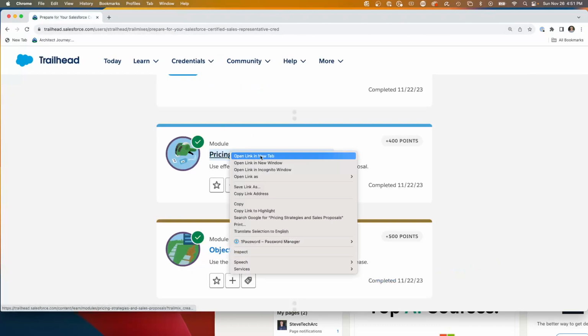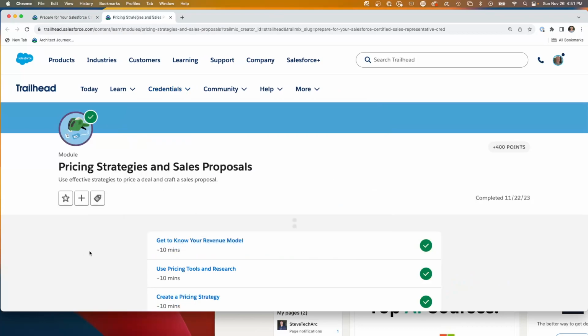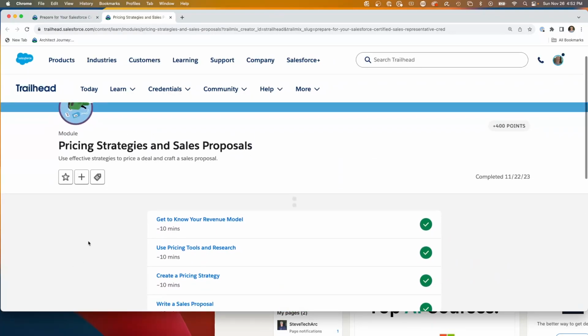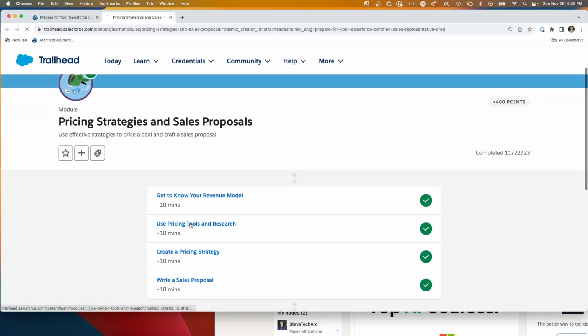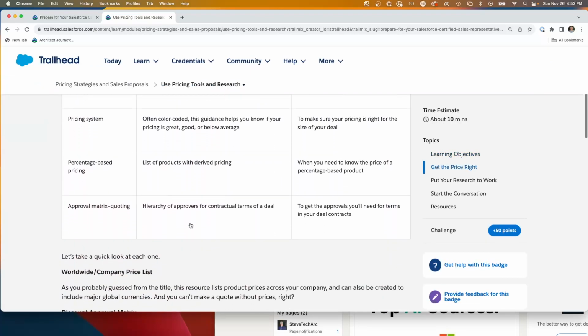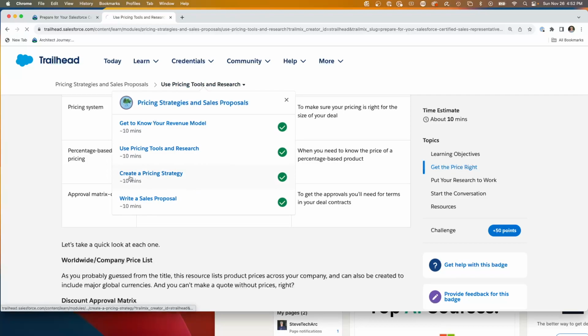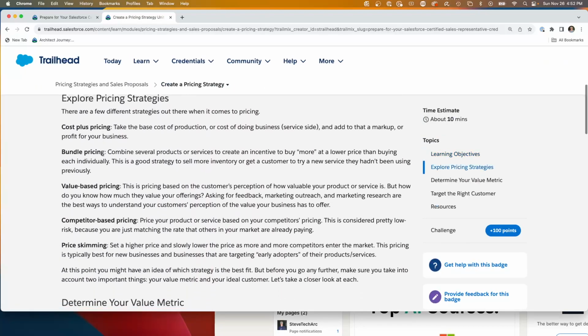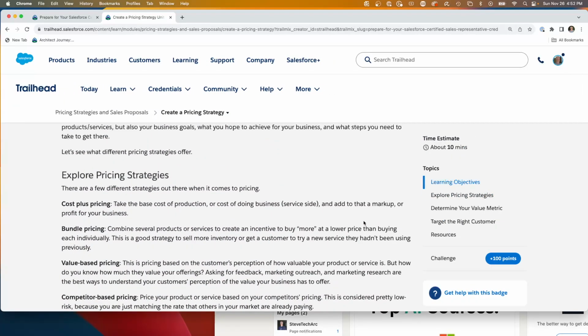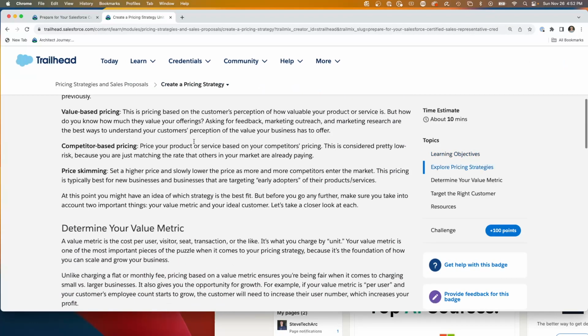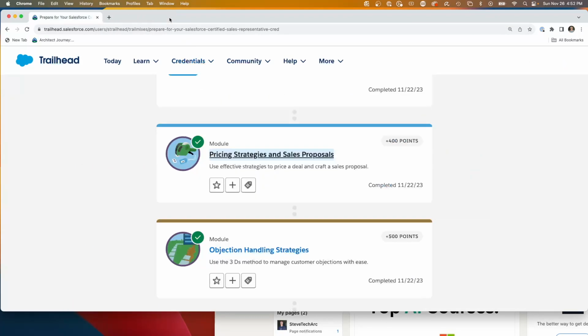Now, it's interesting as we come into pricing strategies, this starts to overlap with CPQ. So definitely knowing if you're selling a product, how will you price it? What are your pricing tools? What will you look at? And what kind of pricing strategies are there? From cost plus, bundle, value pricing, competitor-based pricing. So all of these are how do you price your services? Or B, if you're leading a sales team, knowing how do they price and being able to set that up. So I would consider this a key module, especially as you transition into CPQ.